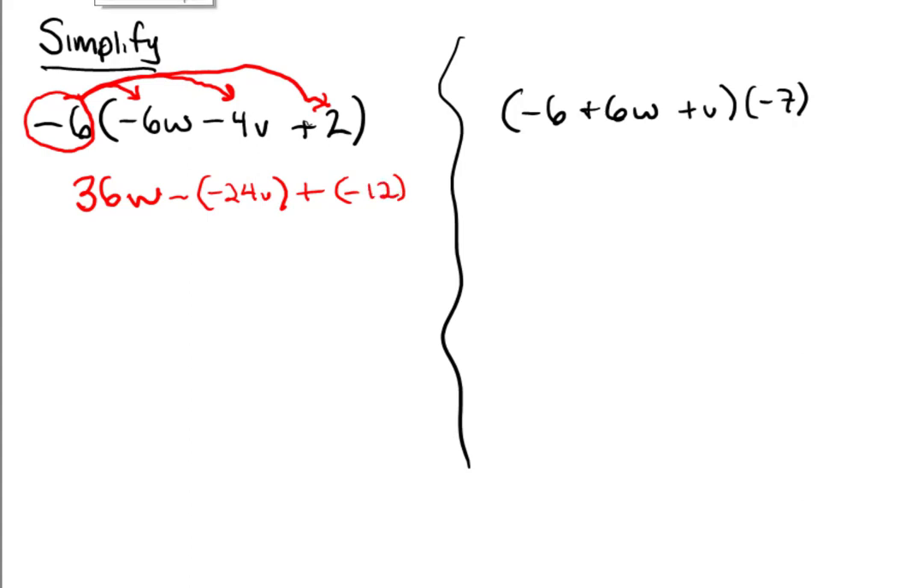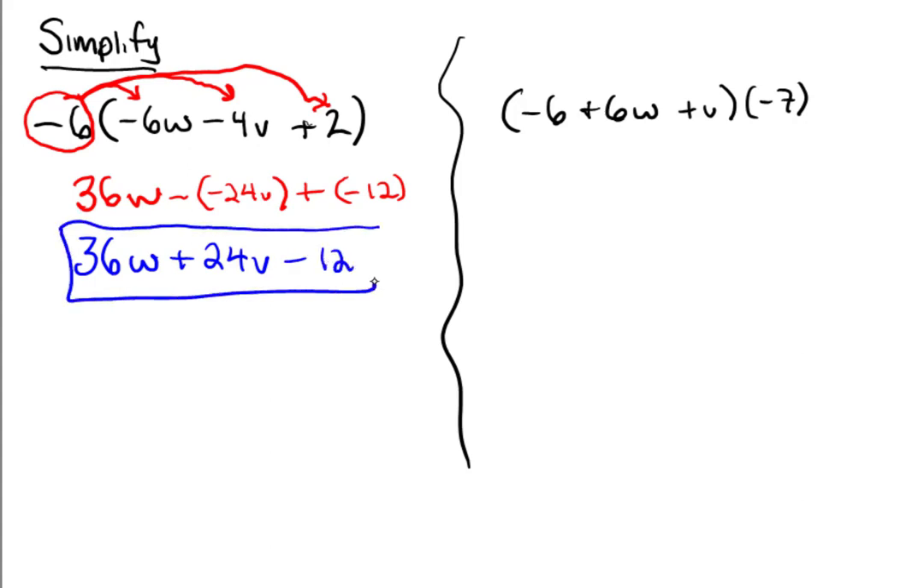So now let's simplify it even further since we can. 36w minus a negative means this is going to be a plus 24v, and then adding a negative means minus 12. So therefore, that's our final simplified distributed answer. So why don't you pause the video for a second and see if you can do the one that's on the right-hand side.